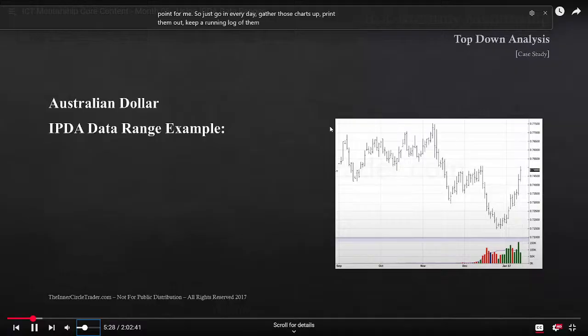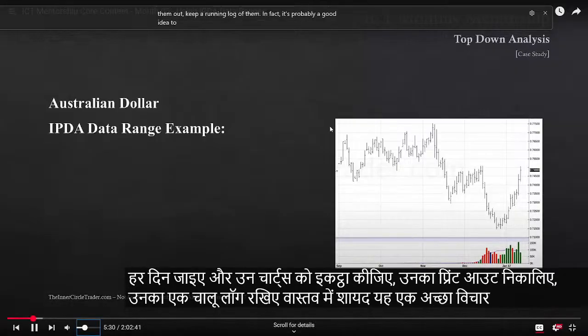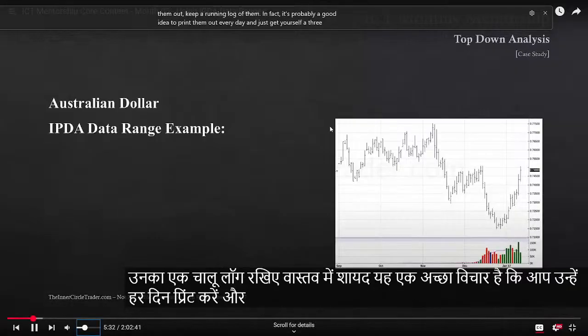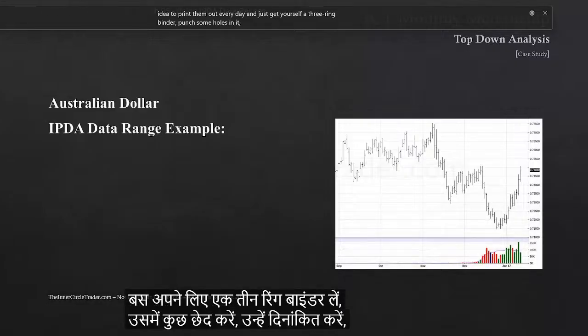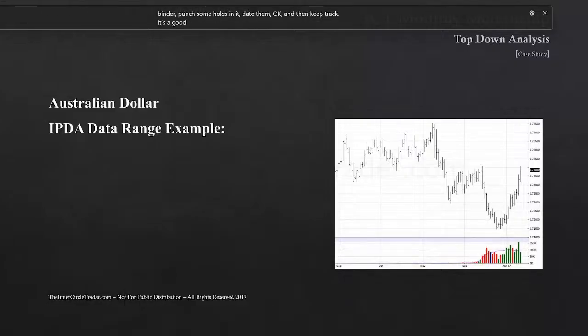So just go in every day, gather those charts up, print them out, keep a running log of them. In fact, it's probably a good idea just to print them out every day and get yourself a 3-ring binder, punch some holes in it, date them, okay, and then keep track. It's a good reference point to go back on Saturdays and Sundays on the weekend when we're not really doing anything. Go back and look at what was observed before the fact, and then how long it took for these things to develop and those levels to be reached, and what was the response after it got to those levels.